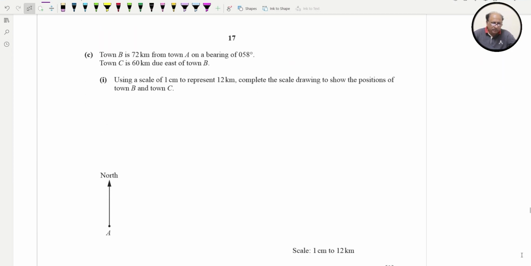Now C part says town B is 72 kilometers from town A on a bearing of 85. So we can take 58 basically. So now if we check the angle, 90 is like this one, and 58 if we will be taking, so roughly I'm taking 58 like this line. It's like 0.58, and the bearing which I'm showing is this one. I'm showing roughly because I'm not measuring this on the scale. So town C is 60 kilometers due east of town B, and the scale they have is 1 to represent 12 kilometers.